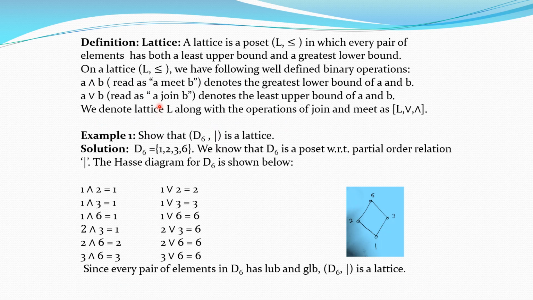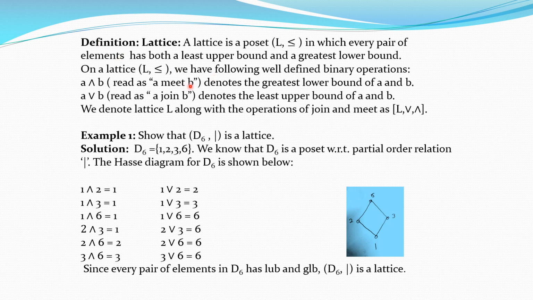Now lattice. A lattice is a poset in which every pair of elements has both a least upper bound and a greatest lower bound. On a lattice, we have the following well-defined binary operations. A meet B denotes the greatest lower bound of A and B, and A join B denotes the least upper bound of A and B. We denote lattice L along with the operations of join and meet as (L, join, meet).